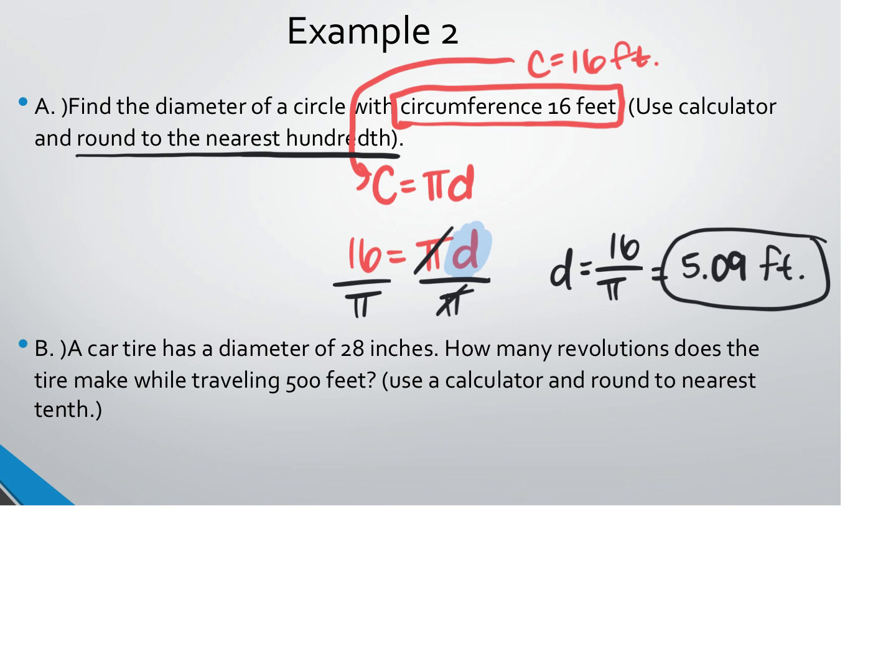All right, how would you find the radius? Divide 5.09 by 2. Remember, 2r is equal to your diameter. So if you get the diameter, divide by 2. If you get the radius, multiply by 2, you've got the diameter, okay?